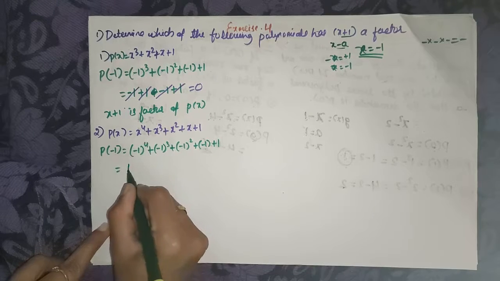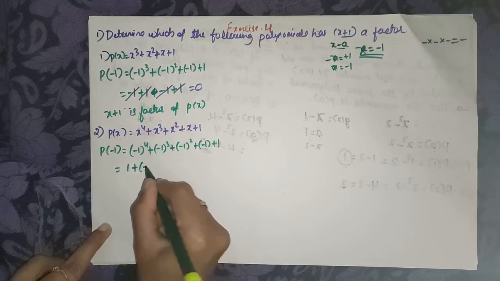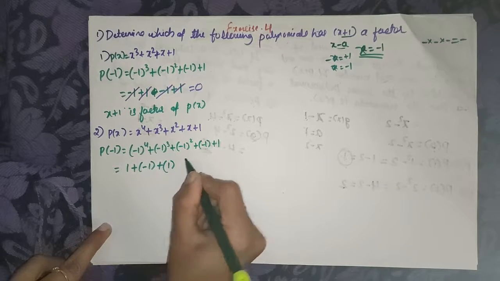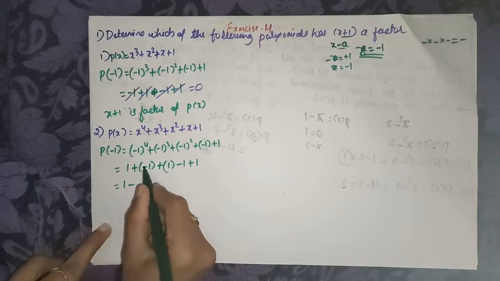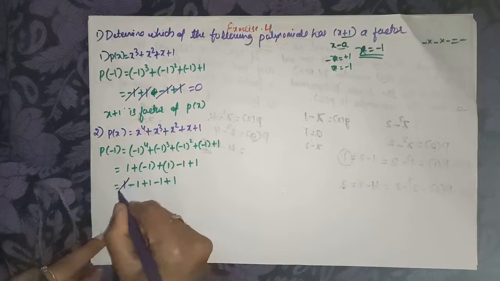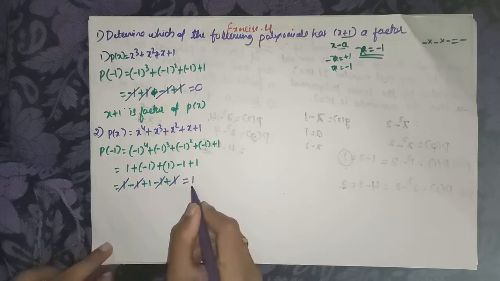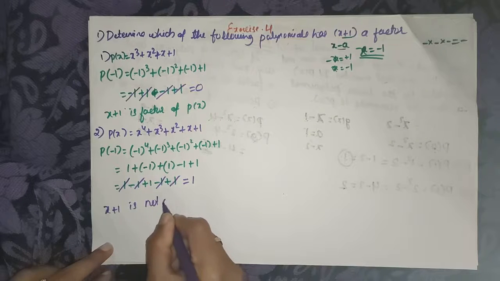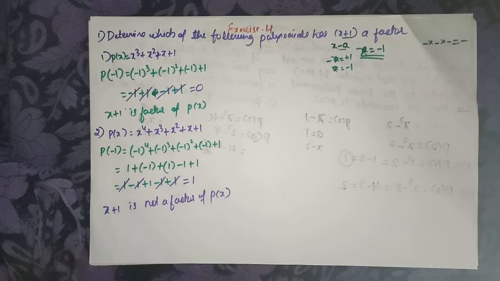1 to the power of 4 is 1, plus minus to the power of, here cube is there, so that's why this is minus. 1 cube is 1, plus minus square is plus, 1 square is 1, plus into minus minus 1 plus 1. So this is plus 1 minus 1 plus 1 minus 1 plus 1. So here also this is 0, this is 0. We have 1. That's why here the remainder is 1. So therefore x plus 1 is not a factor of p of x.